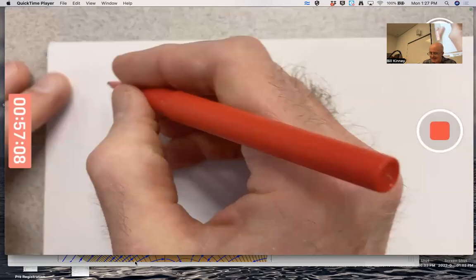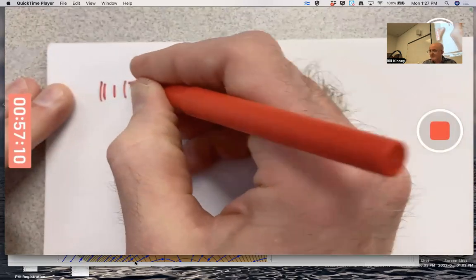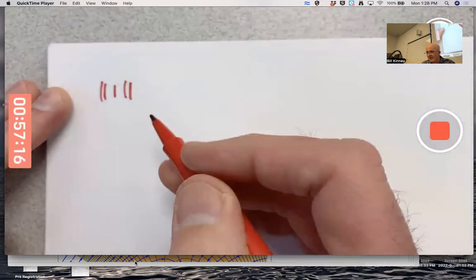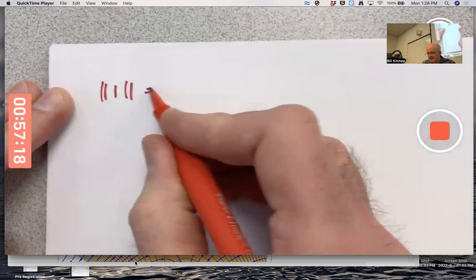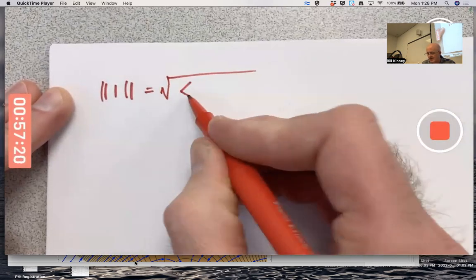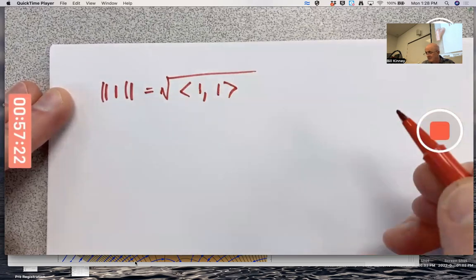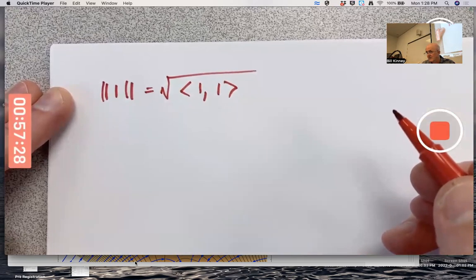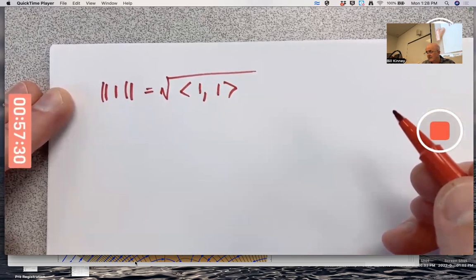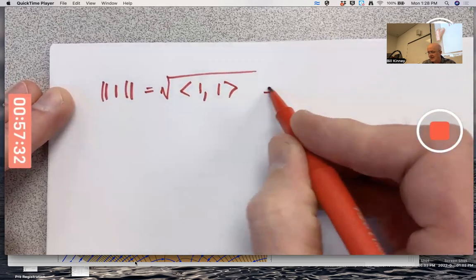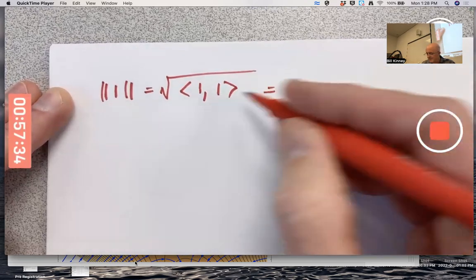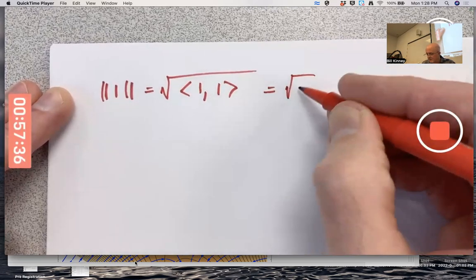The notation once again is double absolute value signs. When you find the norm of a vector in an inner product space, you take the square root of the inner product of the vector with itself. Just like with ordinary vectors, you take a square root of the dot product of the vector with itself. We already found the inner product of 1 with itself. It was 4.